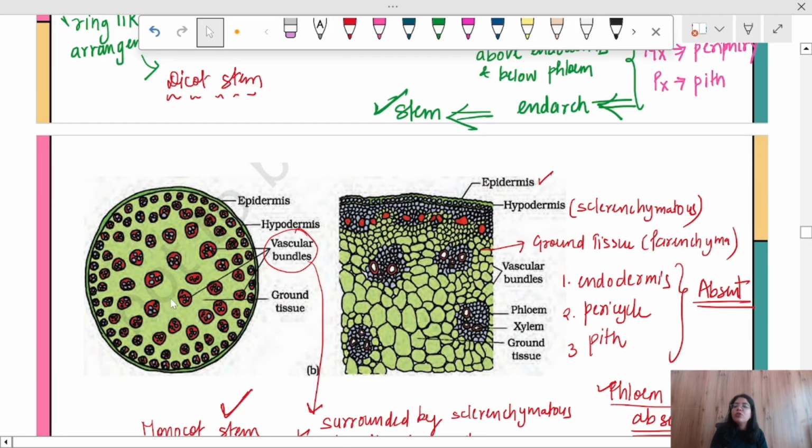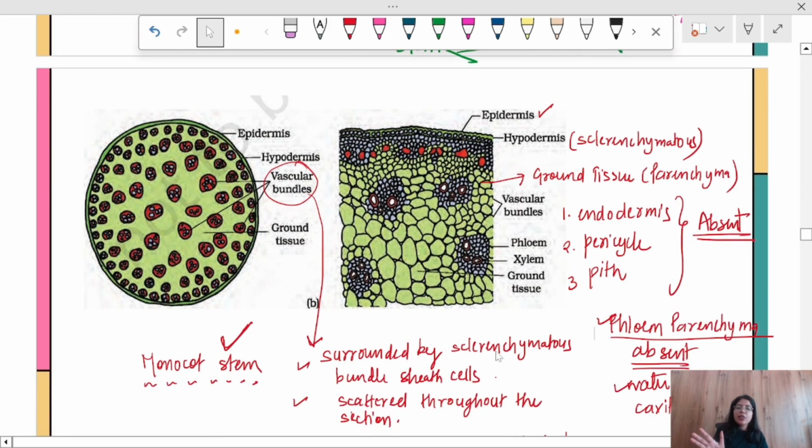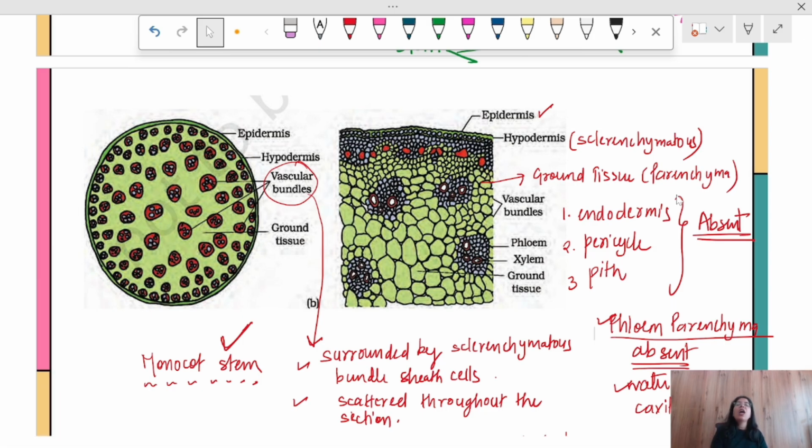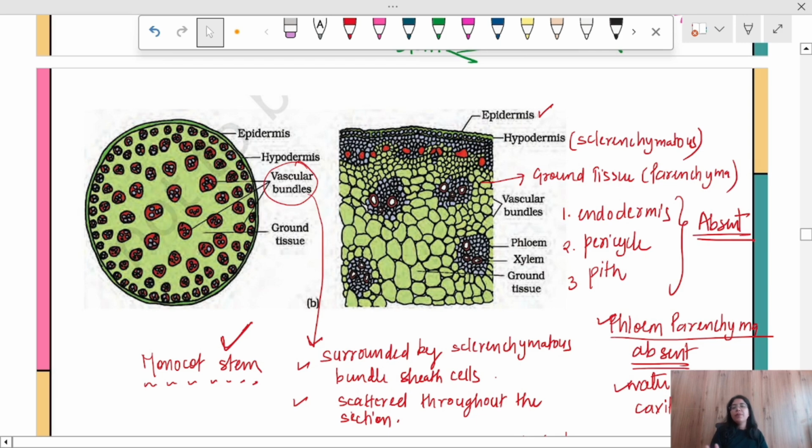Okay. Each and every vascular bundle is surrounded by a dead cell containing layer, which is called bundle sheath cell. So hypodermis is also dead and bundle sheath cells are also dead. Then in between only ground tissue is there, which is parenchymatous, where intercellular spaces are also present. Endodermis, pericycle, pith, phloem parenchyma absent. Water containing cavities are present.